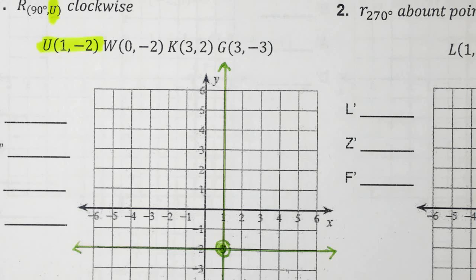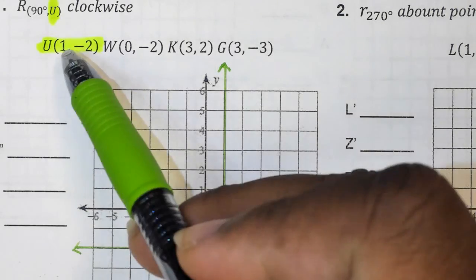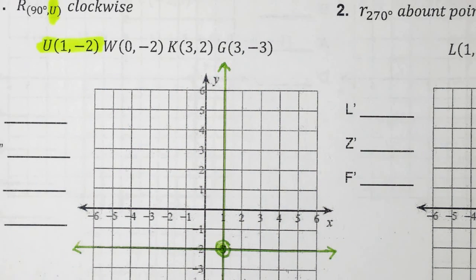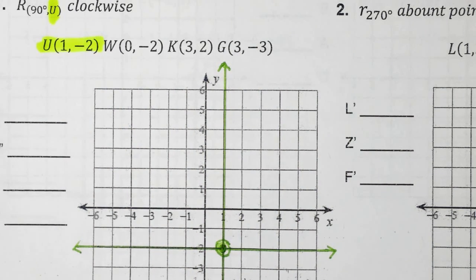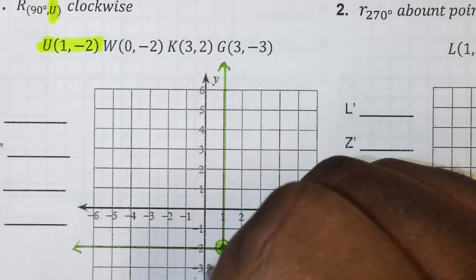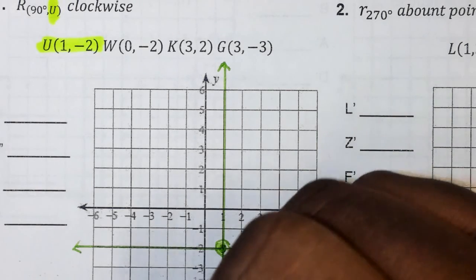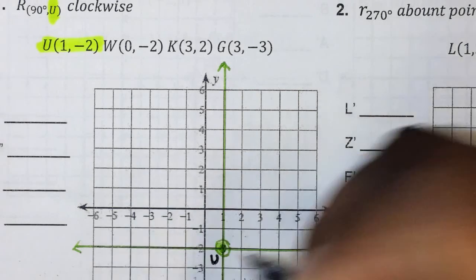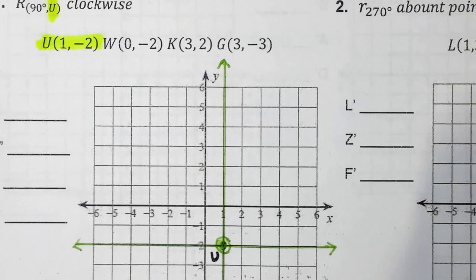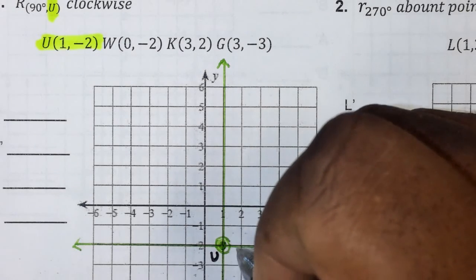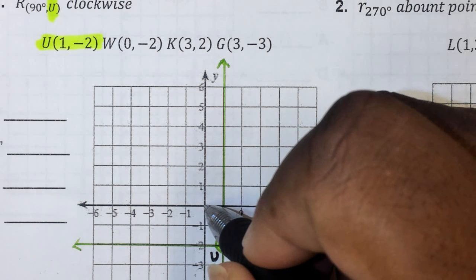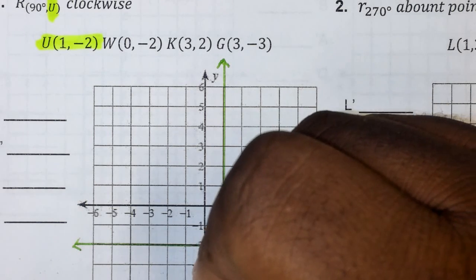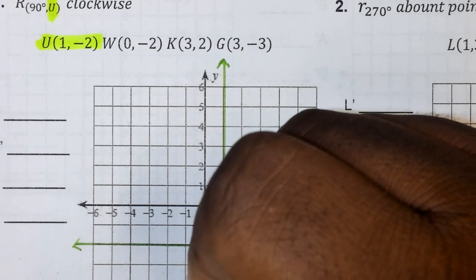On this first one, the point that we're rotating around is actually a part of our figure. This figure is UWKG. So the fact that point U is our rotation point, next to that point we could just write the letter U. That's our first little point on our figure. Next is W, which is going to be 0, -2. We're going from 0, 0 to plot our points now. 0, -2, which will be here. This will be point W.